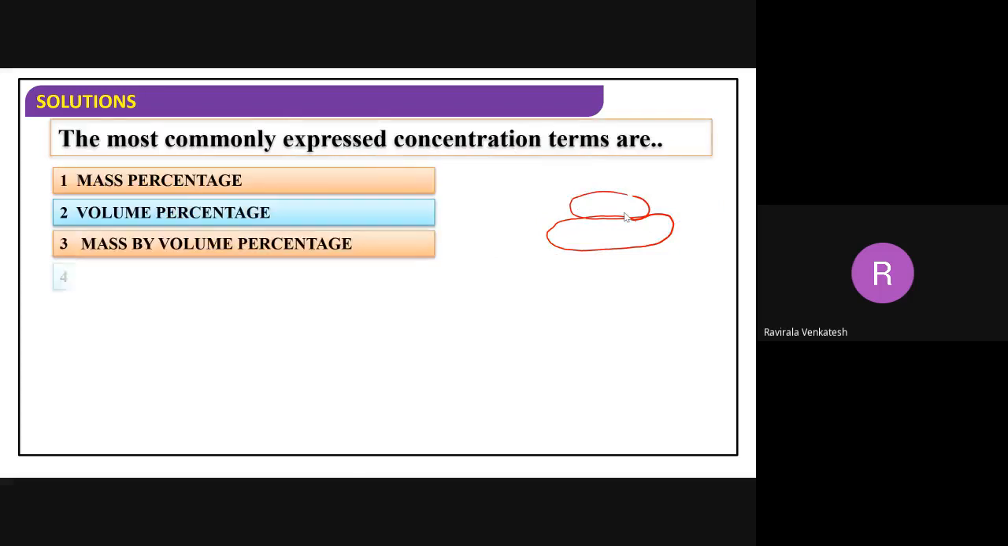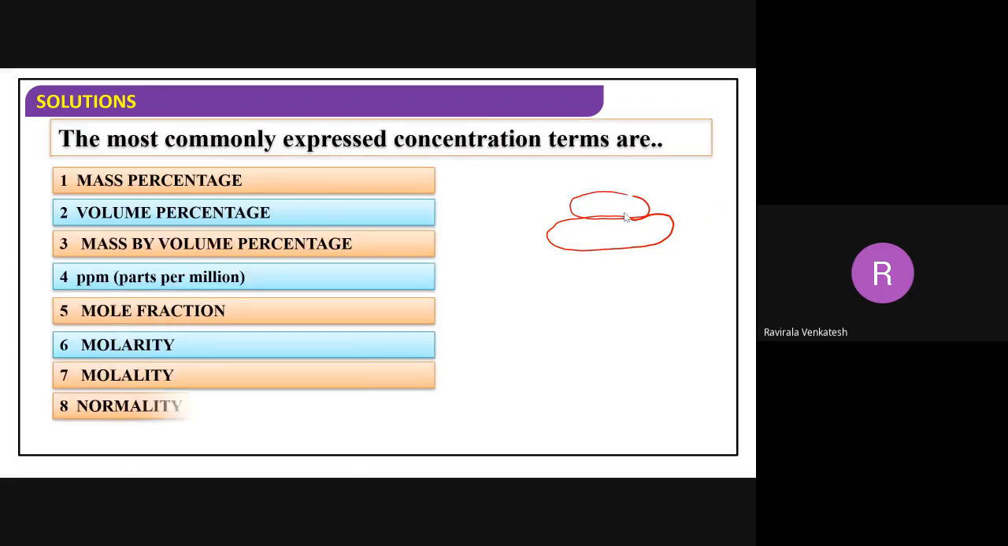See, I will explain this one. You see here, how many ways are there? This many. Nine ways are there to describe the concentration: mass percentage, volume percentage, mass by volume percentage, ppm, mole fraction, molarity, molality, normality, and finally formality. All these expressions are useful for expressing concentrations, right?